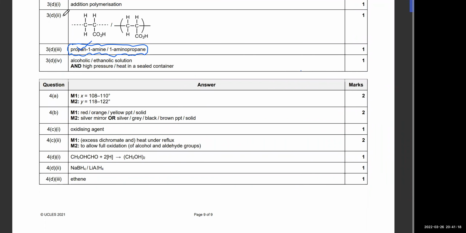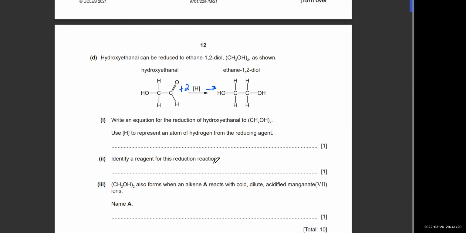Identify a reagent for this reduction reaction. You're reducing an aldehyde, not the alcohol. So what would be the reagent for the reduction? NaBH4, and LiAlH4. Yes, LiAlH4, or NaBH4, both of them work.